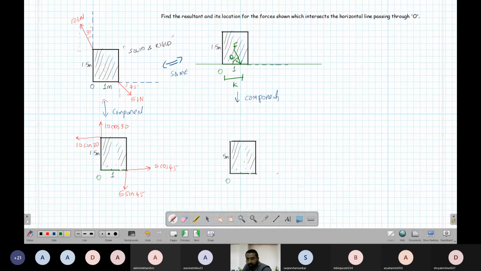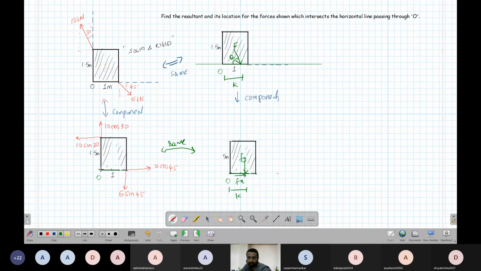Some vertical component F5 and some horizontal component Fx, and some distance. Right. So now if these two systems are the same, then these two systems also must be the same, because we are representing it the same way. So that's all we have done. Now these two systems should be the same. Only thing is we are doing it with respect to O.